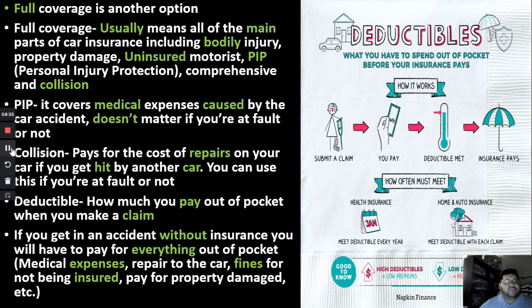Now, I've had students in the past basically tell me, "Hey, Martina, I'm going to get a car. What type of insurance should I get?" I always say get full coverage. That's another option, and I would definitely suggest it because full coverage usually means all the main parts of your car are insured, including bodily injury, property damage, uninsured motorist, the PIP, which is personal injury protection, comprehensive, and collision. It's like the whole package.